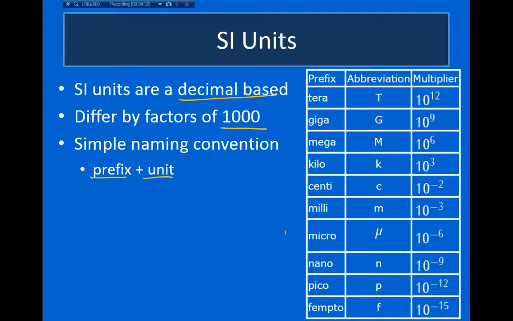So for example, if I wanted to talk about distances between cities, because this type of distance is usually on the order of thousands of meters, I might measure the distance between cities using kilometers. So I just take the prefix kilo and put it in front of meter. We have a kilometer. And that is equal to 1,000 meters. Or using the abbreviation, we have 1 kilometer is 10 to the third meters.